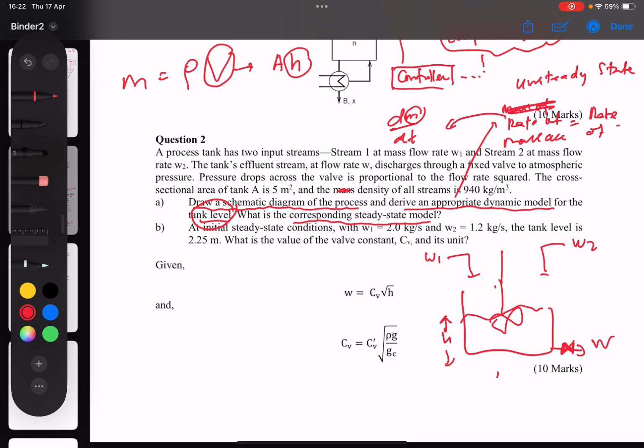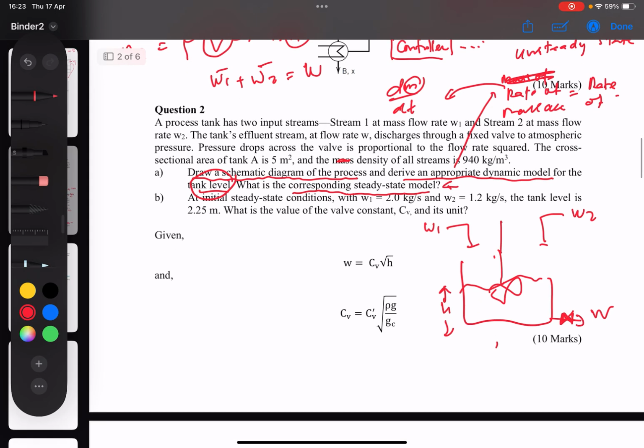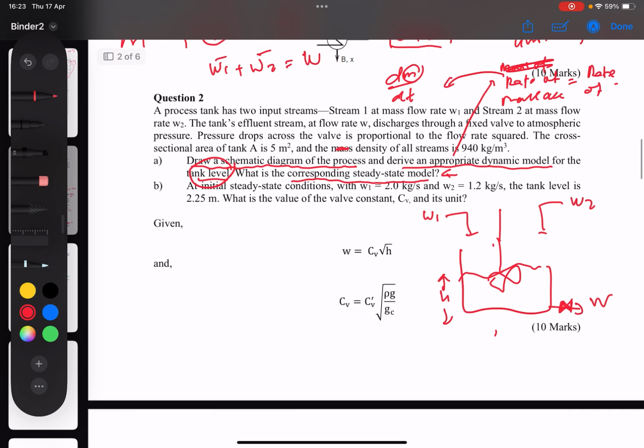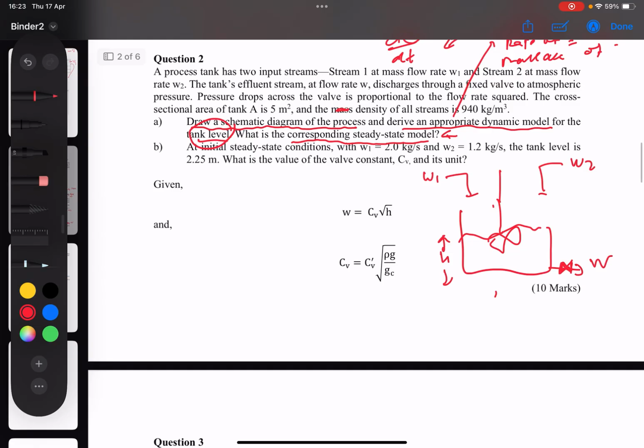And then you also have to derive the steady state model. The steady state model should be straightforward, right? Because we don't have rate of mass accumulated, so we say that W1 plus W2 equals W. So this one should be straightforward. And then the second part: at initial state conditions with W1 equals 2 and W2 equals 1.2, the tank level equals 2.25. What is the value of the valve constant CV and its unit? This is what the question is asking.